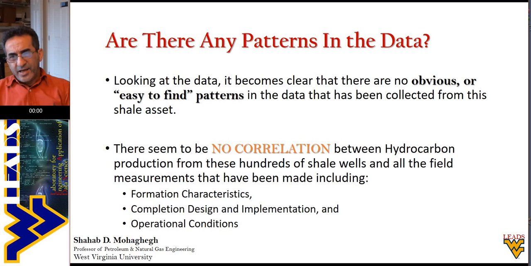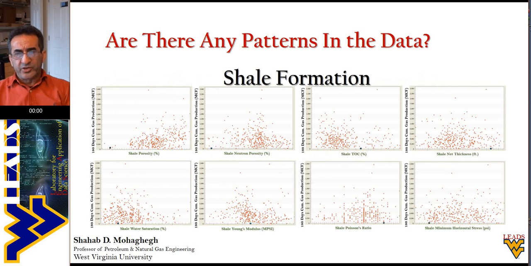And so looking at the data, it becomes clear that there are no obvious or easy to find patterns in the data that has been collected from this shale asset. There seemed to be no correlation between hydrocarbon production, or the productivity index that we showed, from these hundreds of shale wells and all the field measurements that have been made, including, as you saw, the categories: formation characteristics, completion design and implementation, and finally, operational conditions.